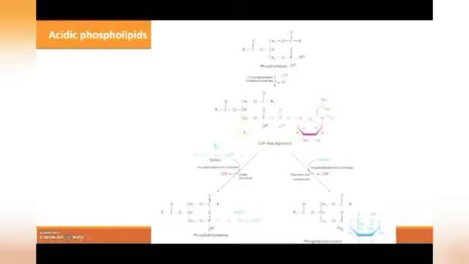We go back again to the previous slide. In prokaryotes and eukaryotes, the same step will occur by adding inositol. Inositol will bind with phosphate and will release CMP, and phosphatidylinositol will form.